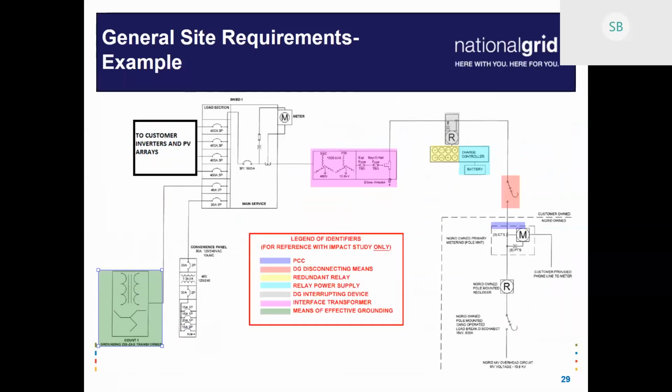And this here is illustrating what a very good one-line would be coming from a developer. What we look for right off the bat is to clearly identify all the major components that we require from our ESP. So looking for the point of common coupling where you propose to interconnect, seeing where the National Grid side is versus the customer side. Looking for that disconnect on the customer side so we can isolate the system. Redundant relaying where it's required. It's not required everywhere, but for certain sites it is. So having that on the customer side, we look for that as well, and looking for settings, which aren't shown here, but we would want to see the settings so we know what you're setting your devices at.